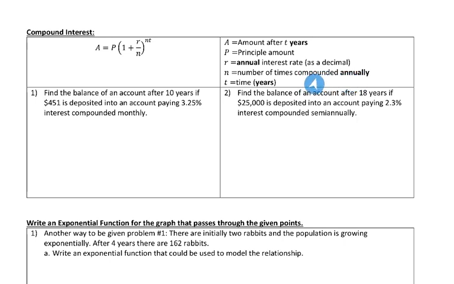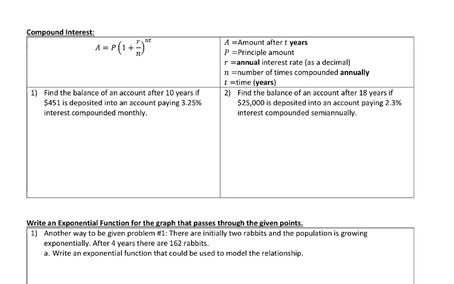Most accounts are, like I said, compounded monthly, but depending on the story problem you were given, it will tell you. In number 2, it says semi-annually is when it's compounded. In number 1, it's compounded monthly. So you'll have to figure out the number of times it compounds within that year. And then T is representing the time in years.